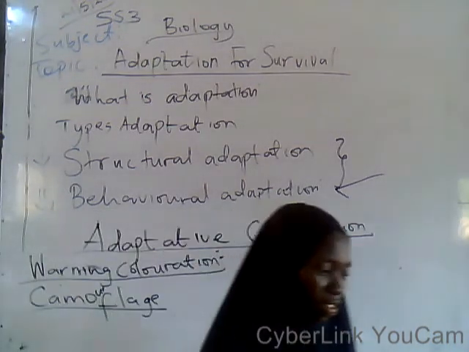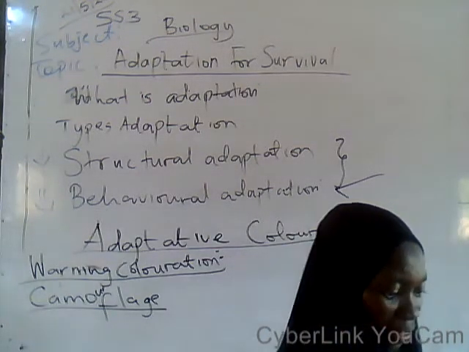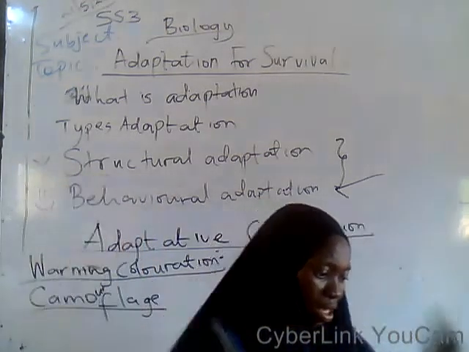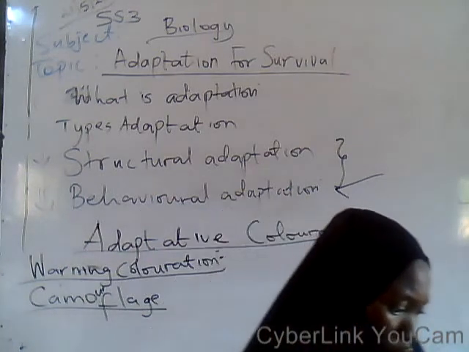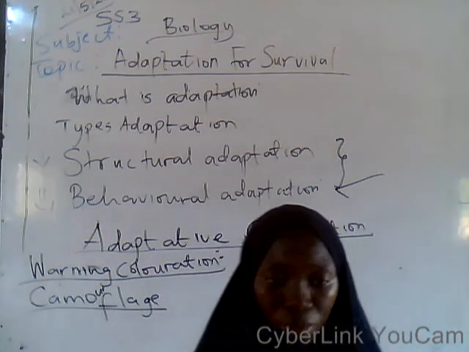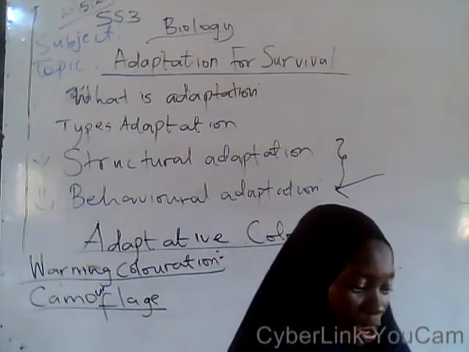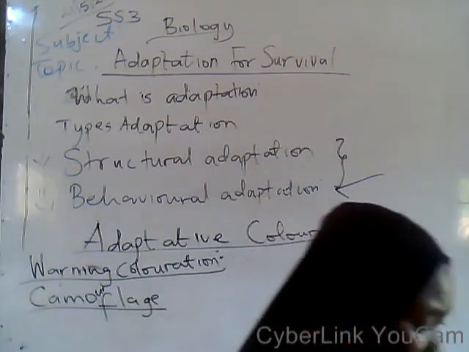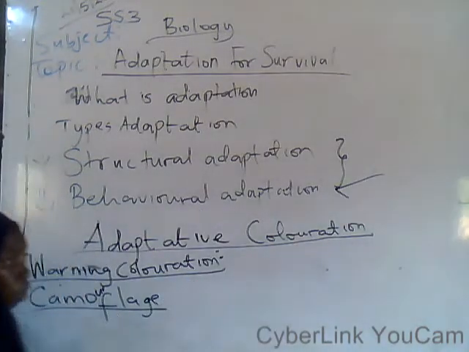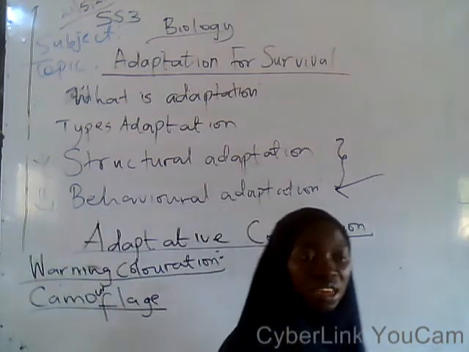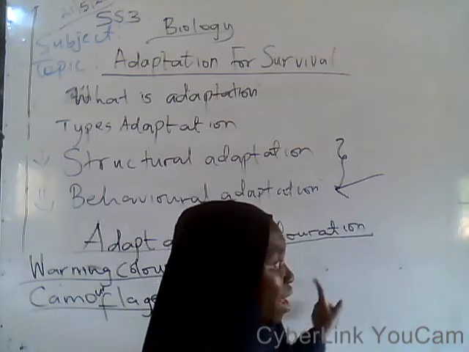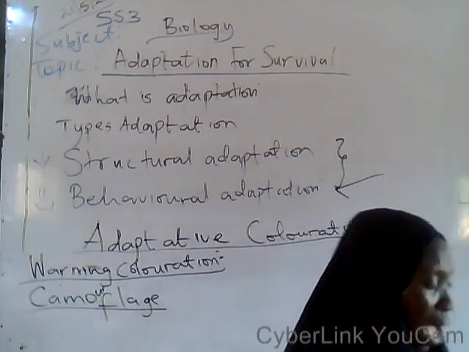Camouflage is an adaptation that helps an organism to blend with its surroundings so that the organism or its predators will not be easily noticed. The organism possesses colors that enable it to blend with its surroundings so that predators will not be able to notice it. A very good example is found in green grasshoppers that have green pigment in them. This green pigment enables them to blend with the leaves in the environment they find themselves. This is a camouflage adaptive feature.